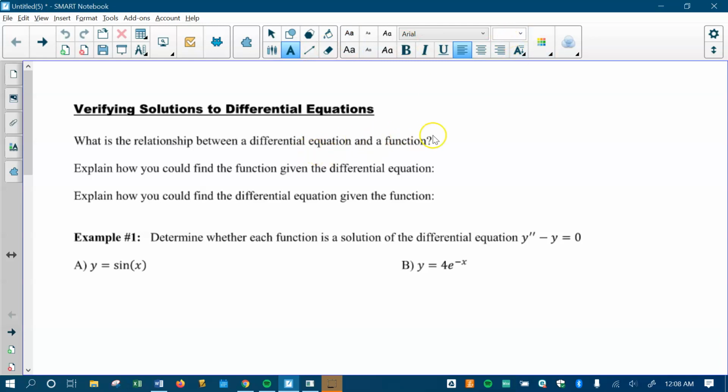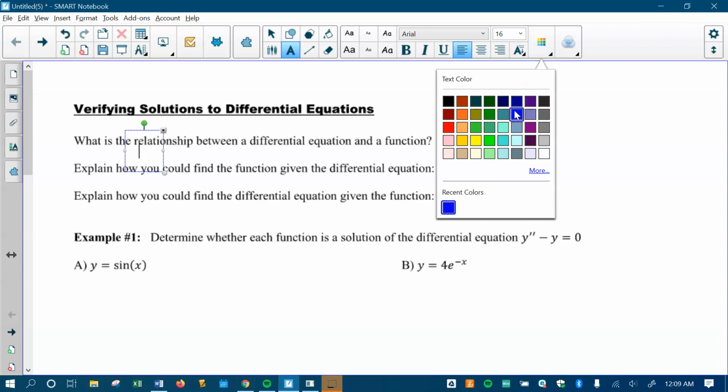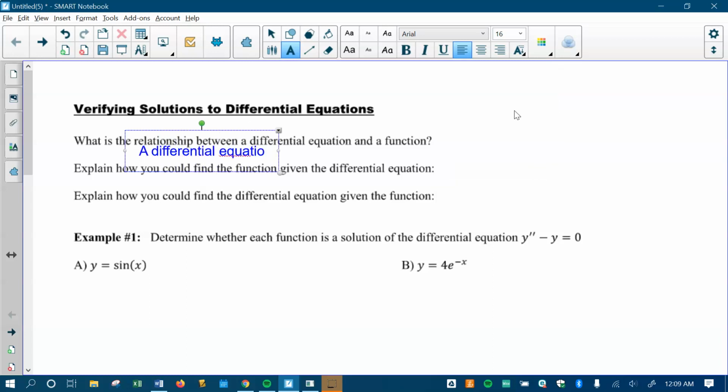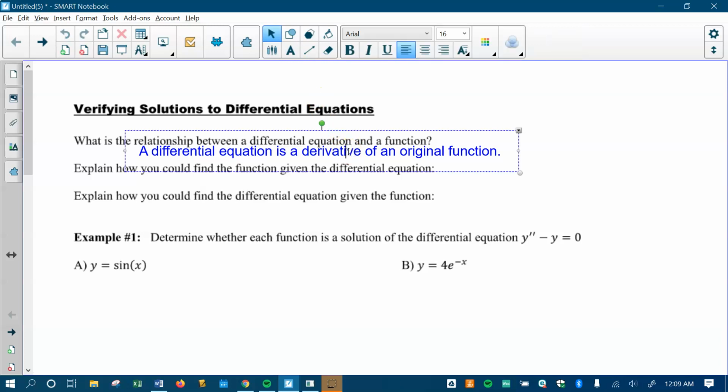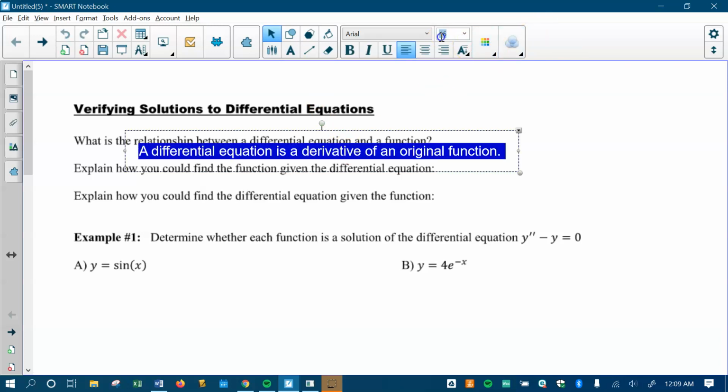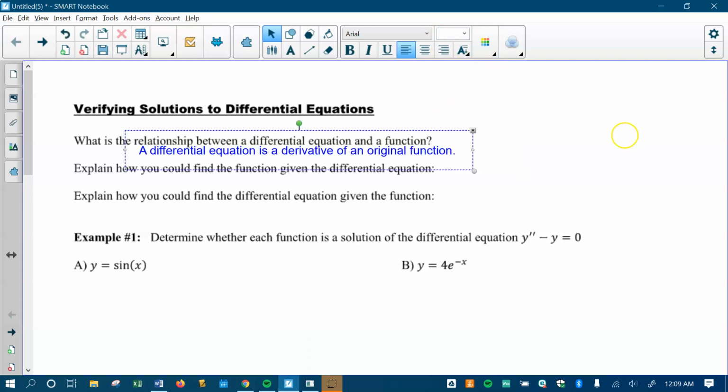Let's write some answers here for what is the relationship between a differential equation and a function. Let's do a different color here. Let's do midnight blue. Okay, so what's the relationship between differential equation and function? The differential equation is a derivative of an original function. I know, I spelled derivative wrong. There you go. You can also flip it around and say that the original function is the antiderivative of a differential equation. Either one will be fine.